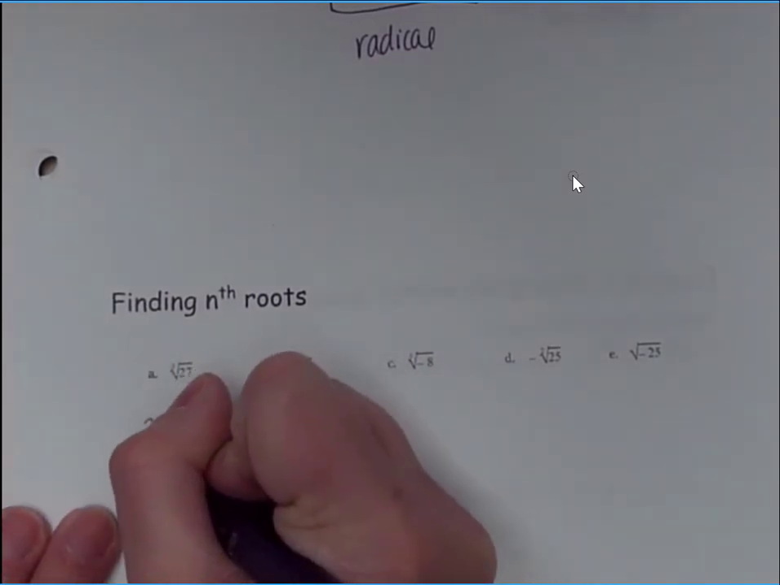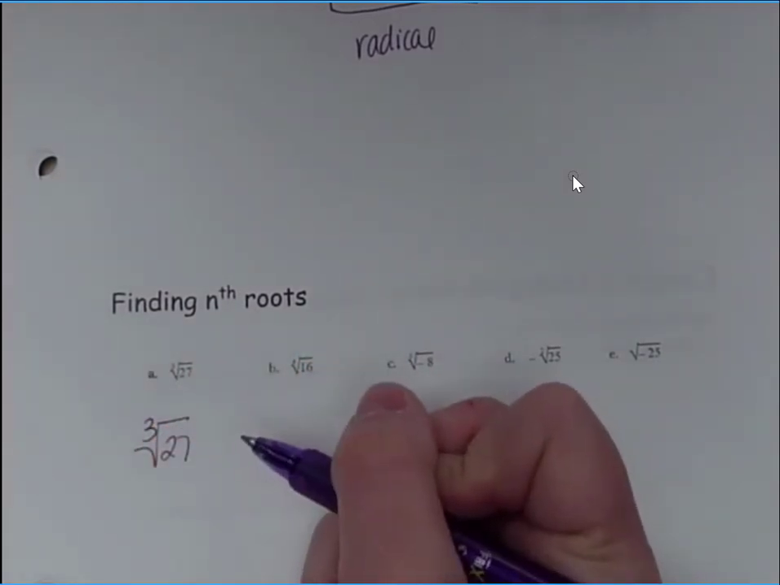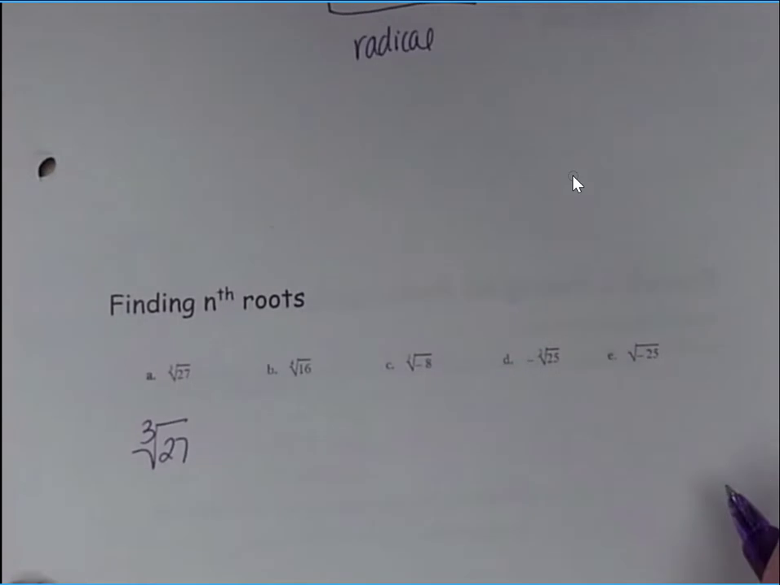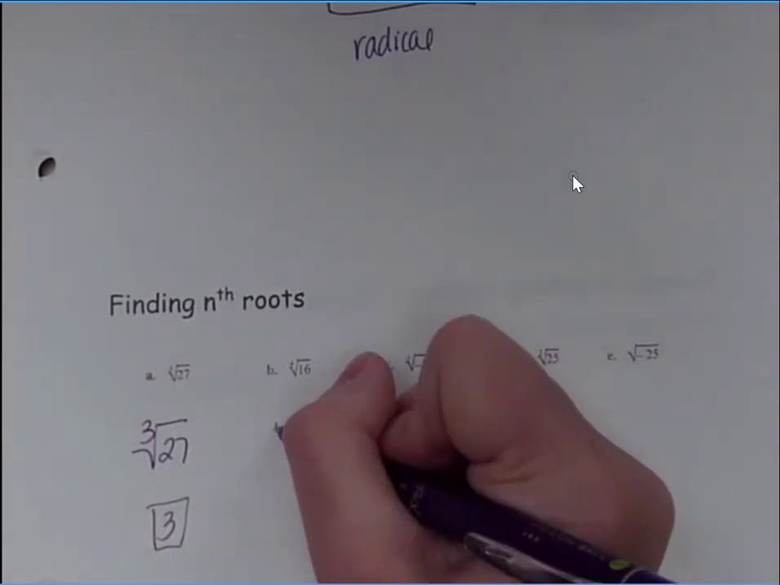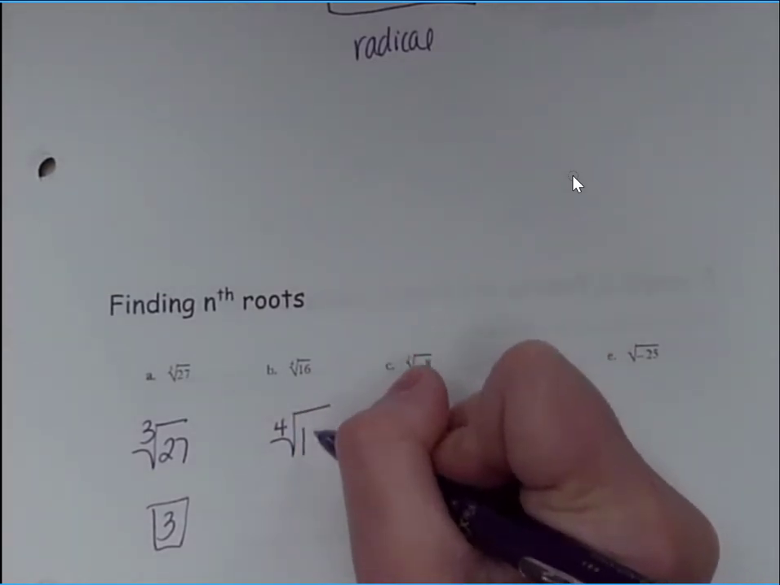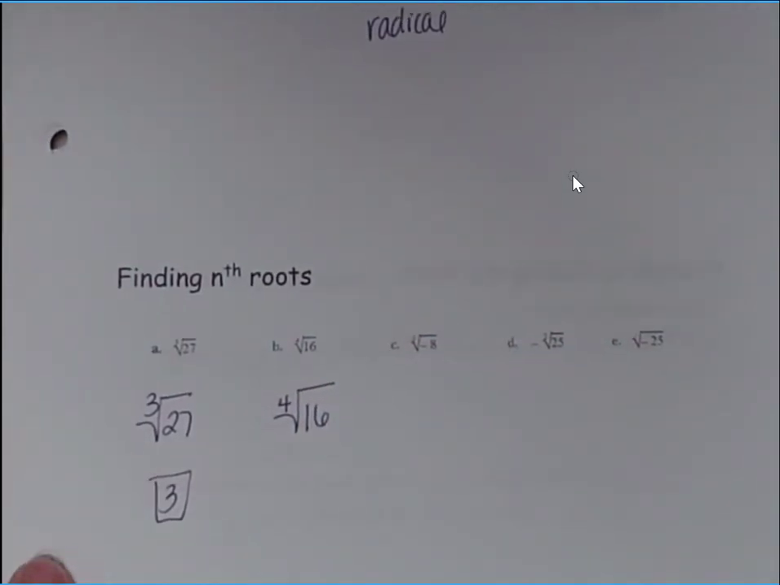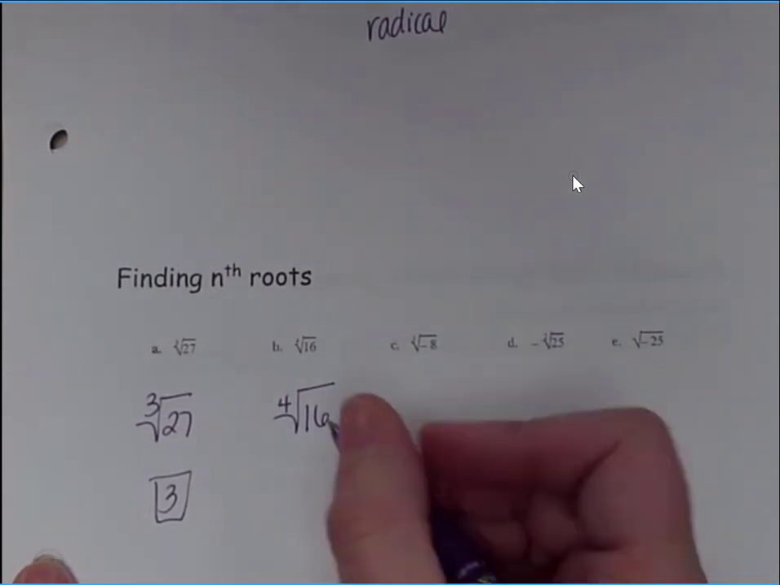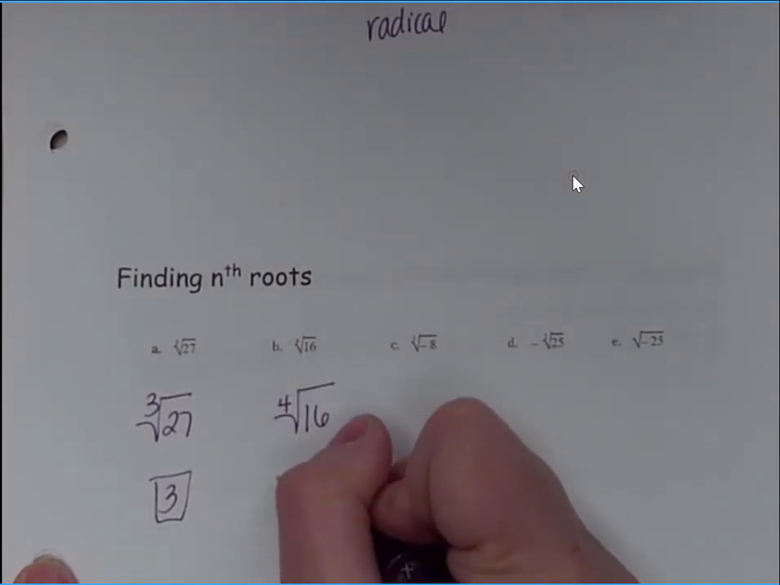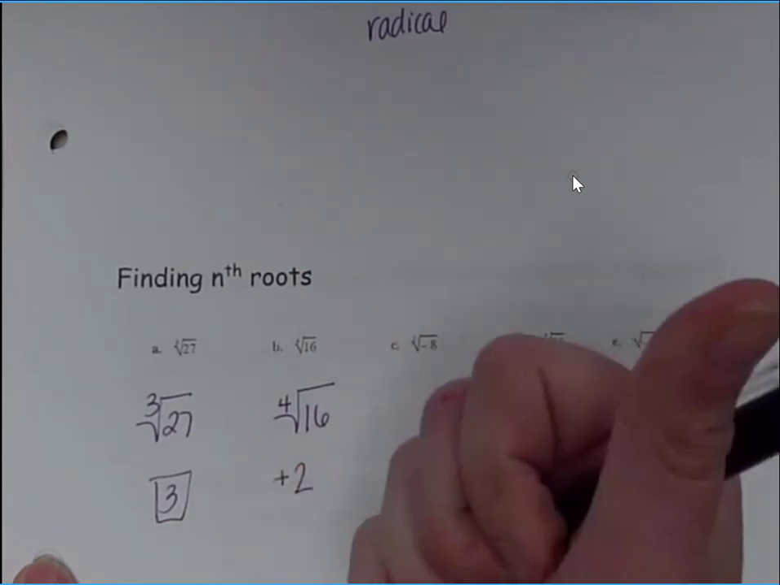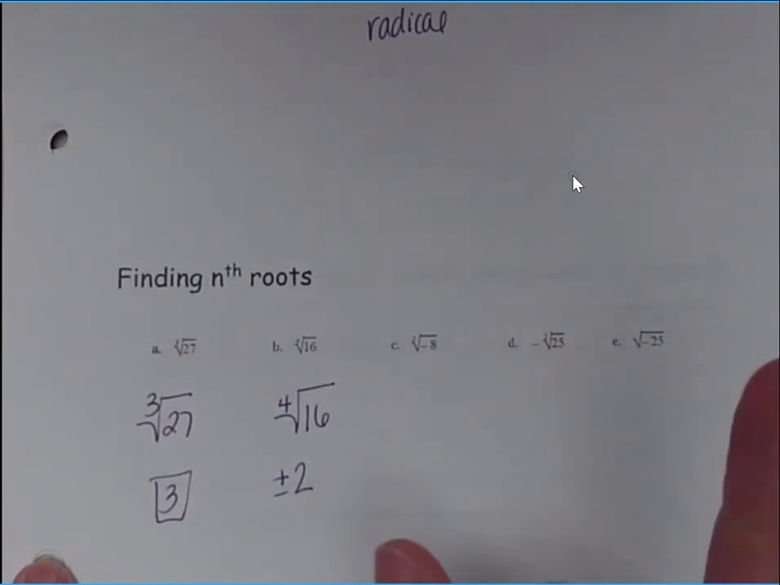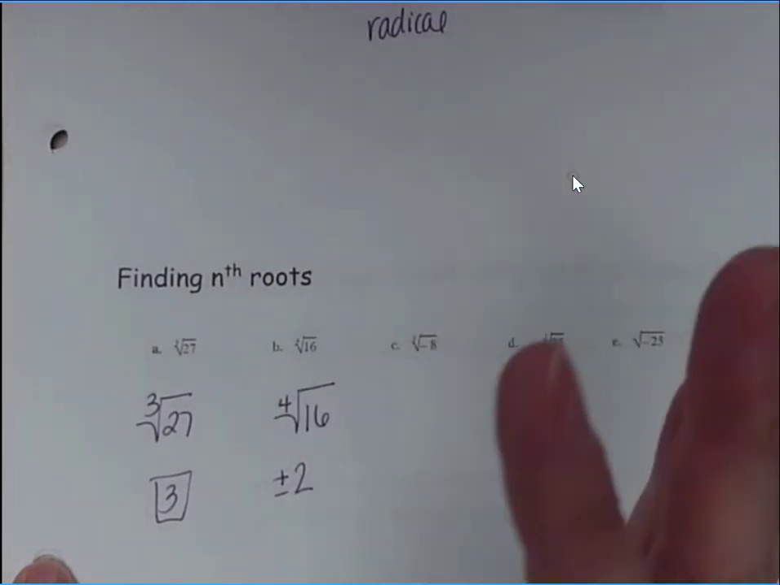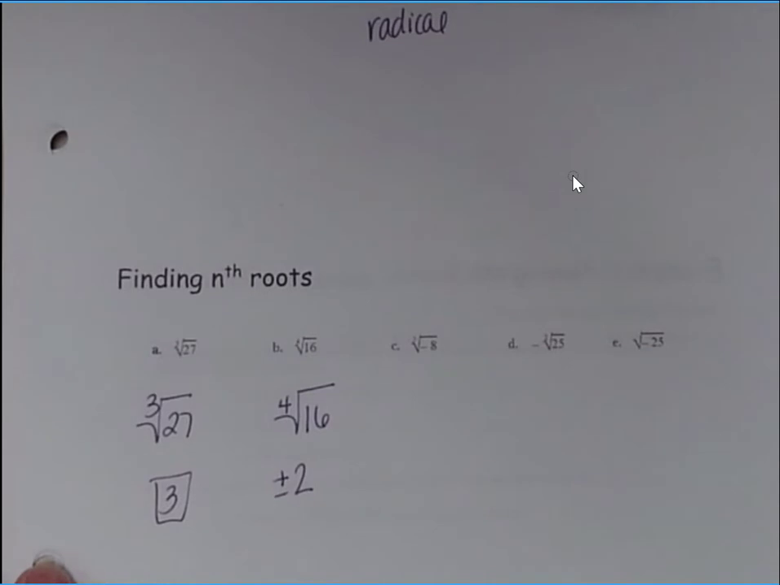Here I've got the cubed root of 27. What number times itself 3 times is 27? Well, that's 3. Now I've got the 4th root of 16. What number multiplied by itself 4 times is 16? Well, actually, that answer is 2. 2 times 2 times 2 times 2 is 16. But it's also negative 2. Negative 2 times negative 2 times negative 2 times negative 2 is 16.